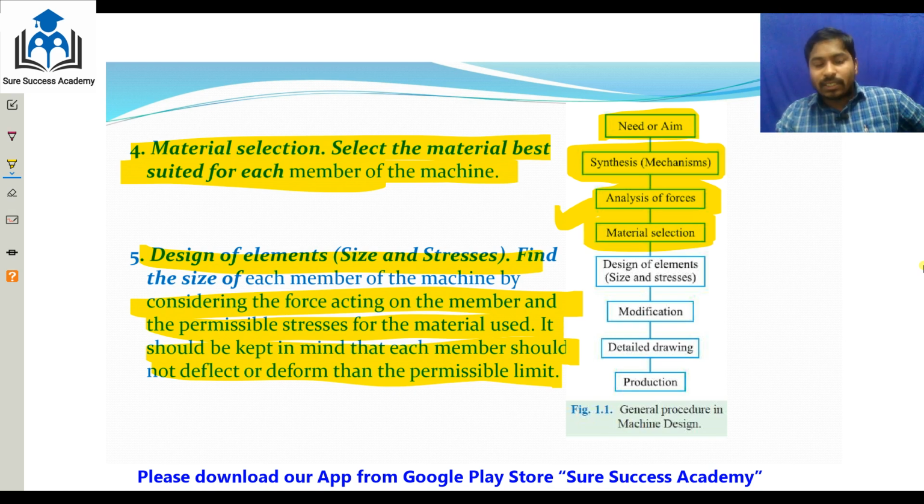So that is also a main important part of design of element. What you have to do here is size and stresses. After that you select the material, then again you calculate based on this stress, then you have to make the size. You have to calculate the dimensions of the component, and that should not be deflected more, and the deformation, the stiffness of this element, should be within the permissible limit. Then after that, if required, you can do the modification.